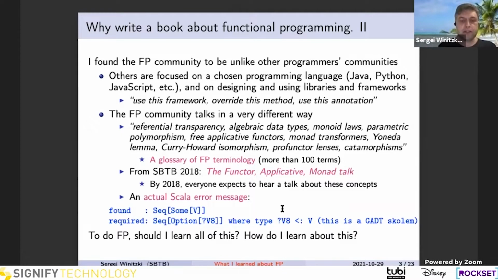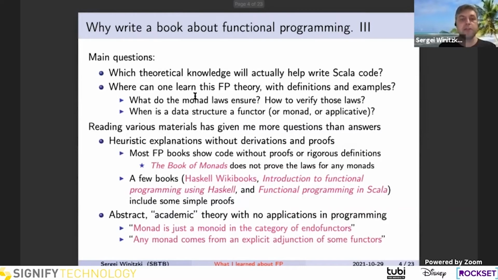So why do they talk like this? And to do functional programming, should I learn all of this? Like, for example, catamorphisms. What else do I have to learn? Are there logomorphisms or only catamorphisms? And how do I learn about this? So these were my questions.